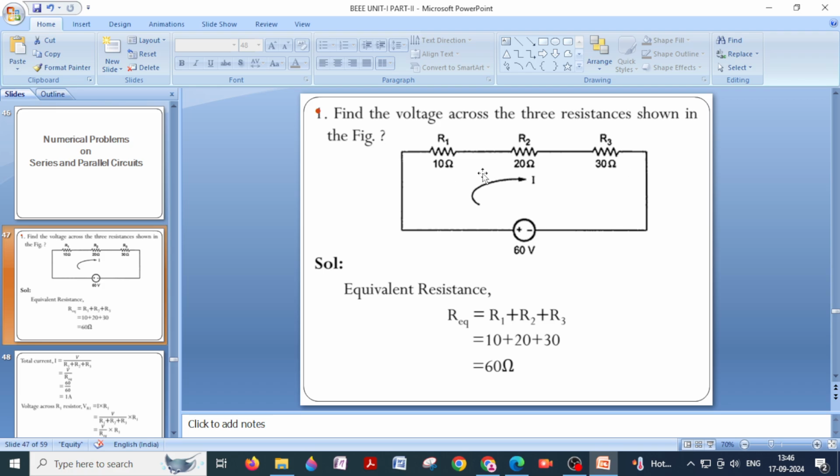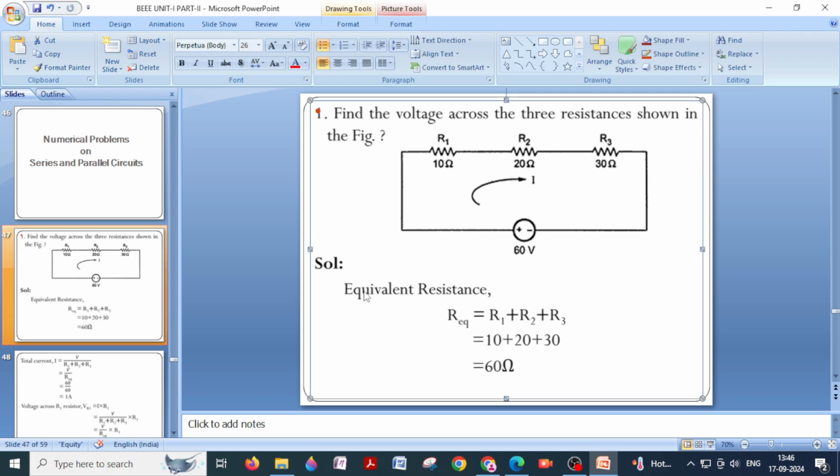Now since these three are connected in series, if I want the total resistance of this circuit, then simply I have to add the resistance values. So the equivalent resistance, Req, is equal to R1 plus R2 plus R3, 10 plus 20 plus 30. If you add this, you will get 60 ohms. So total resistance in this circuit is 60 ohms.